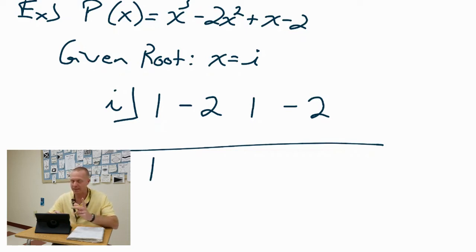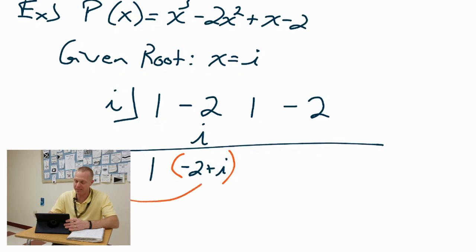Okay, so you ready? I'm going to take 1 times i. Of course, you write that down in that middle line. Now, what's the next thing to do here? You add, right? You add. Now, when you add, you get -2 plus i. Now, -2 plus i is a quantity. And that quantity is going to get multiplied to i. So yeah, you got to do the distributive property.